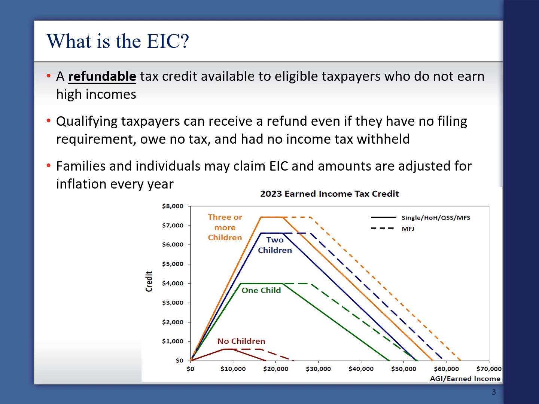The chart shown on the slide shows how the EIC rises and falls with income and number of dependents. Families with 3 or more children may claim EIC, and the amounts are adjusted for inflation every year. All taxpayers and dependents must have a valid Social Security number by the due date of the return, including extensions, to claim the credit. The tax software automatically calculates the credit. You will need to understand this credit in order to answer taxpayers' questions. Returns claiming EIC generally cannot be released before February 15th.